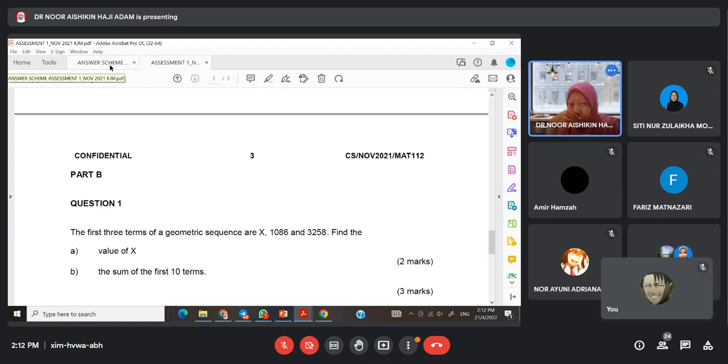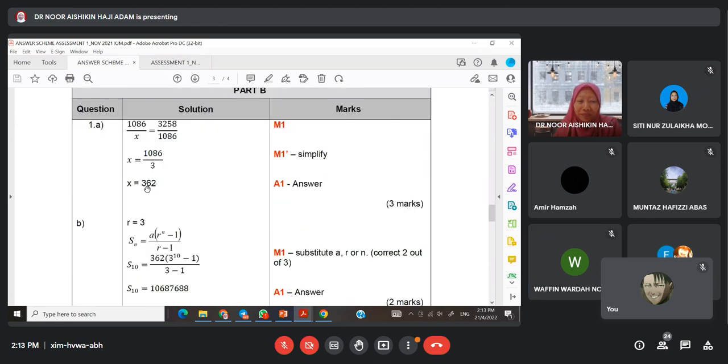So what is the sum of the first 10 terms? You dapat apa? You nak cari T10 or S10? S10. Sum S10. So what do you get? Wafin? 2, 361, 361? 2361? 920.